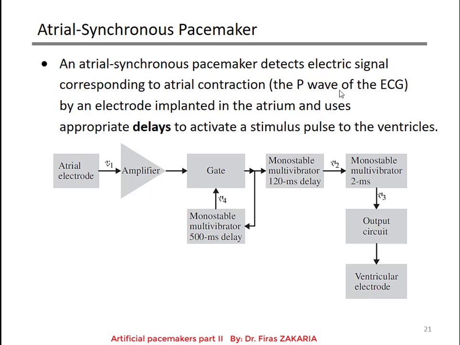شو بيعمل هذا atrial-synchronous pacemaker? It detects the electrical signal corresponding to atrial contraction. يعني أكيد هون عم نعمل detection لل atrial contraction، atrial contraction يعني هي ال P wave of the ECG. We detect this P wave by an electrode called the atrial electrode, which is implanted in the atrium, and it uses appropriate delays, هنشوف بعد شوي, to activate finally a stimulus pulse to the ventricles.